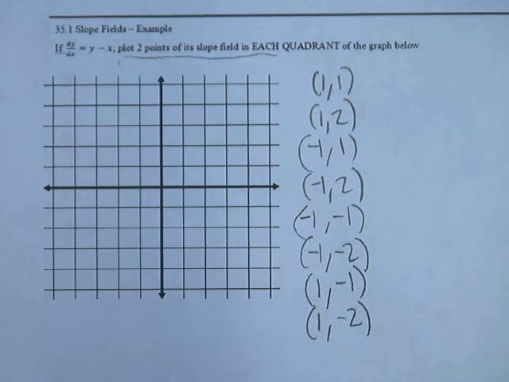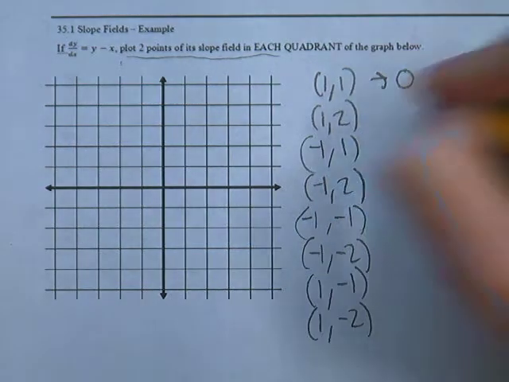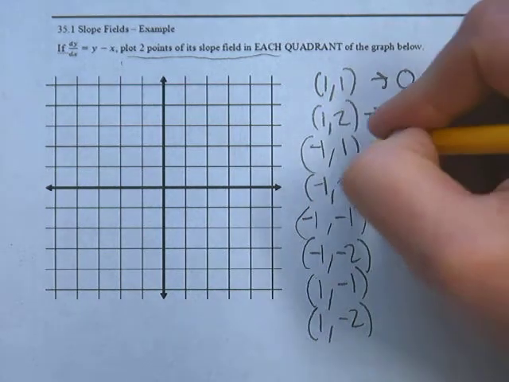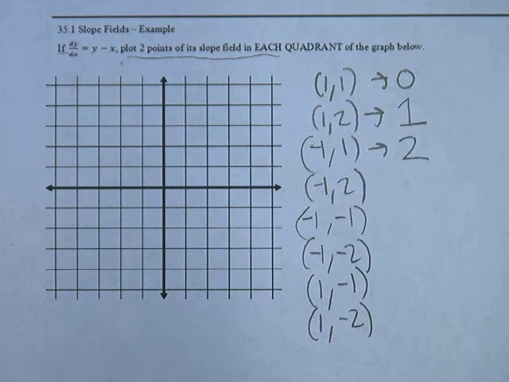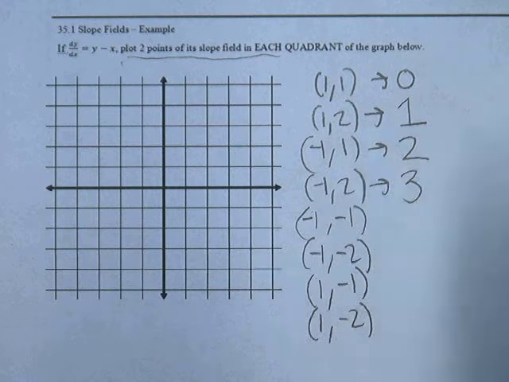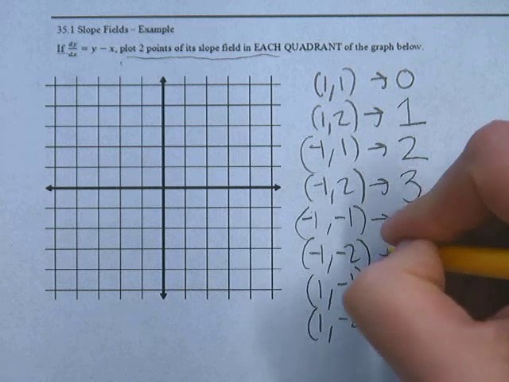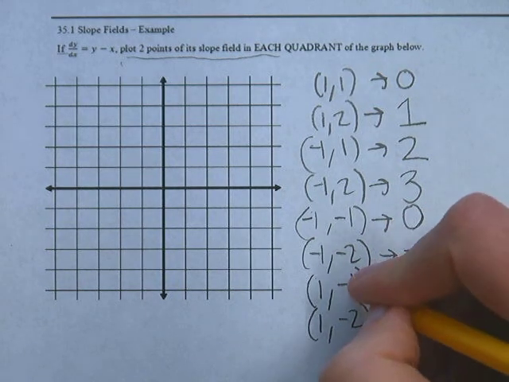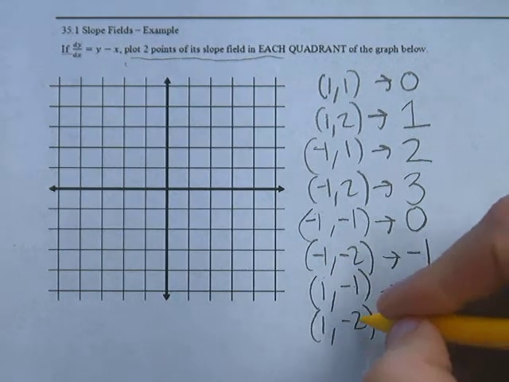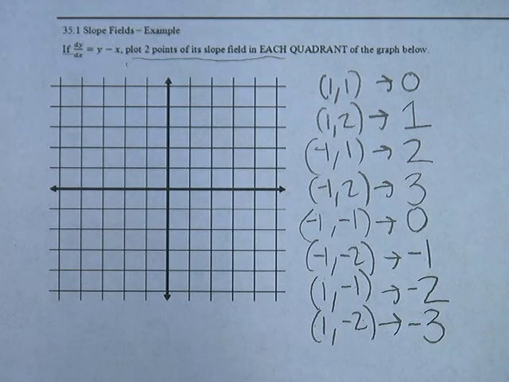So now we're just plugging them into the differential equation y minus x. So y minus x, the slope here would be 0. The slope at 2 minus 1 would be 1. 1 minus a -1 would be 2. 2 minus a -1 would be 3. -1 minus a -1, -1 plus 1 is 0. -2 plus 1 is -1. -1 minus 1 is -2. And -2 minus 1 is -3. Cool. I have a whole bunch of slopes.